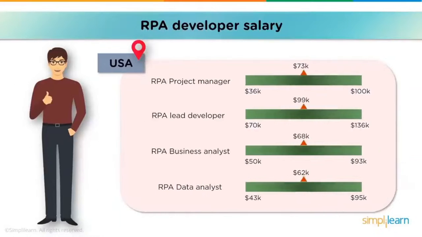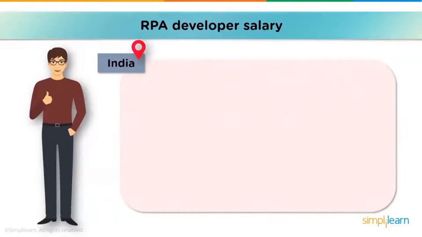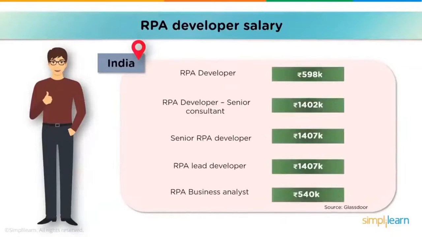An RPA project manager earns around $73,000 per annum. An RPA lead developer earns an average salary of $99,000 per annum. An RPA business analyst earns around $68,000 per annum. And a data analyst earns around $62,000 per annum. Moving on to India, the average salary of an RPA developer is around 5,98,000 rupees. That of a senior consultant, a senior RPA developer, and an RPA lead developer is around 14 lakhs per annum. And the average salary of an RPA business analyst is around 5,40,000 rupees.